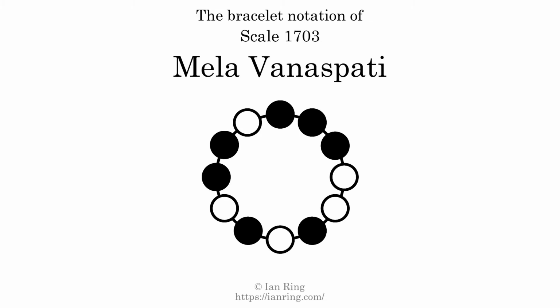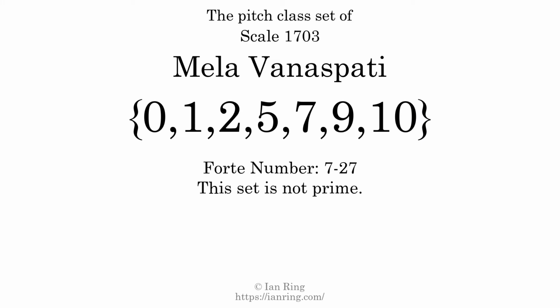This is a bracelet notation diagram of scale 1703. The shaded circles represent tones that appear in the scale, and they are read clockwise, starting at the top. The pitch class set for this scale is 0, 1, 2, 5, 7, 9, 10. The Forte class is 727. This set is not prime.